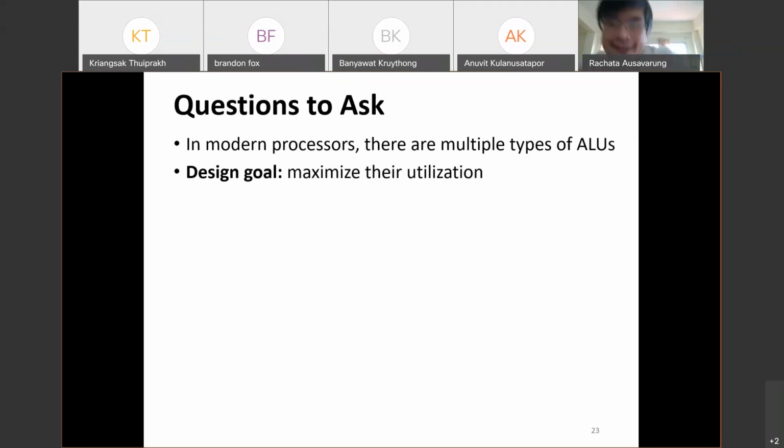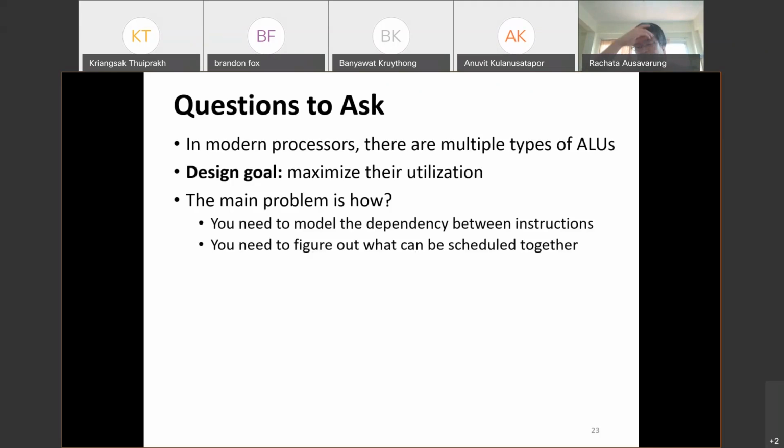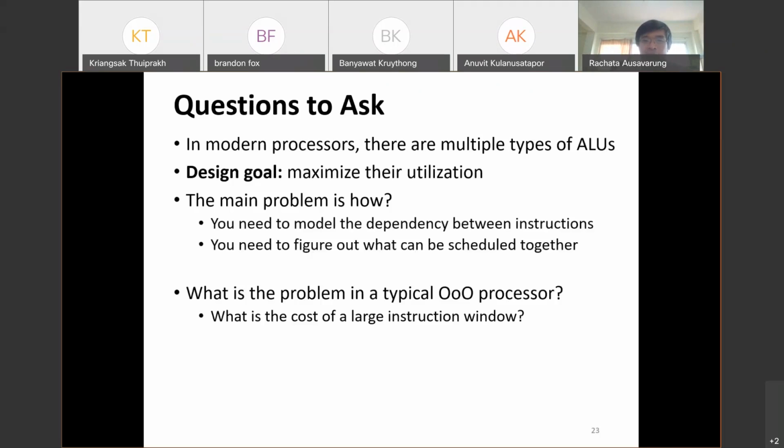So the question to ask is, we want to maximize every single thing that we add to our processor, right? The main problem is how to do it, because the design goal is easy to figure out. We want to get the most benefit out of everything we add, but the main question is how do we do that? The first thing you need to do is model dependency between instructions, and you need to figure out what can be scheduled together.